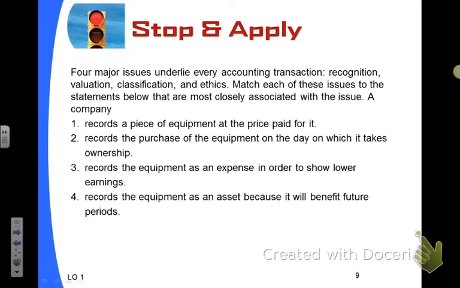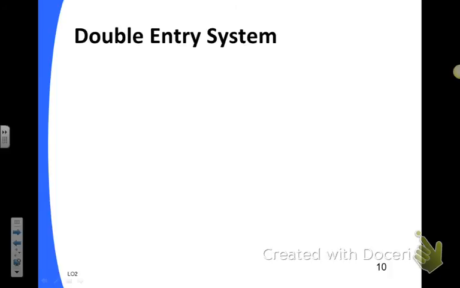Okay, so here's a little stop and apply. And we can go through this afterwards. Let's go into the notes. We'll keep going through the notes. We'll get through section 2 of the notes.